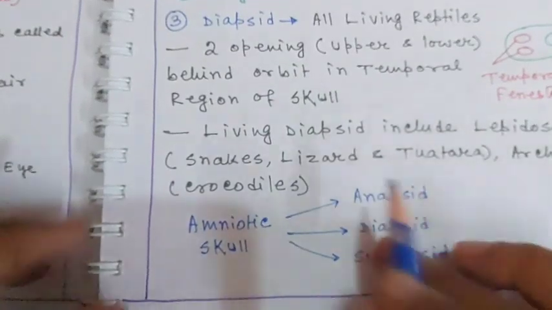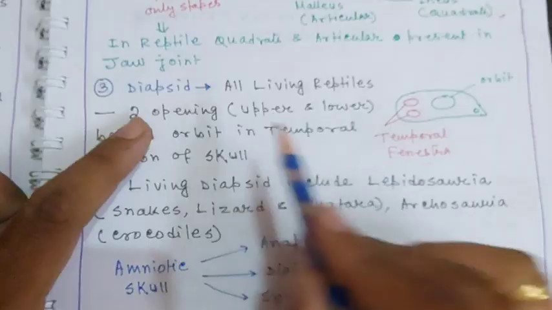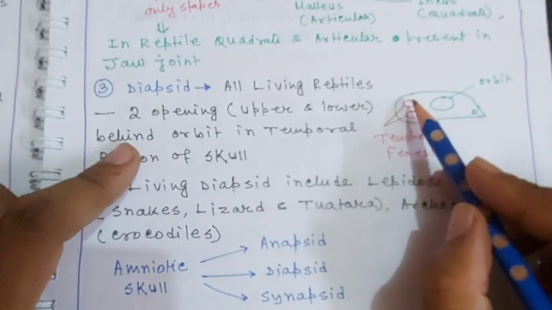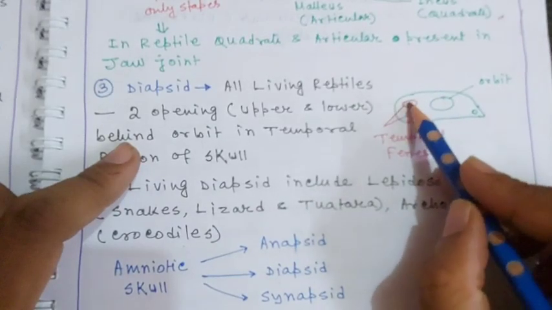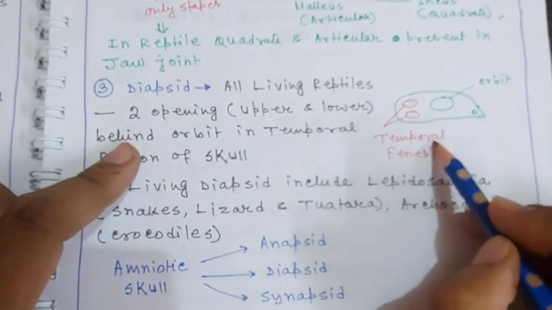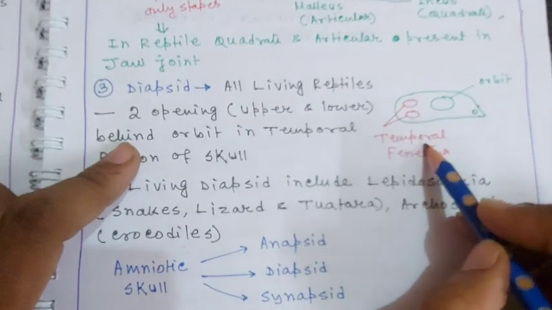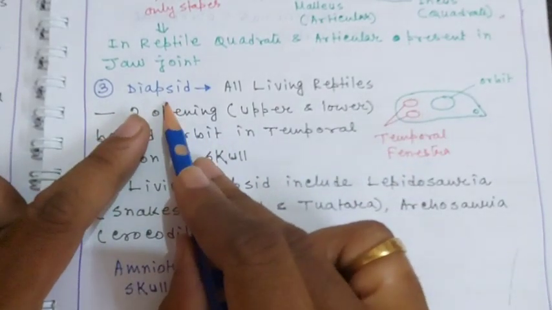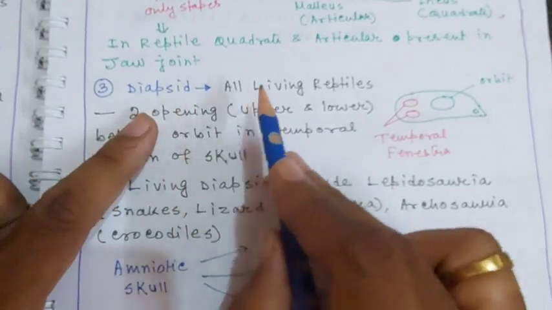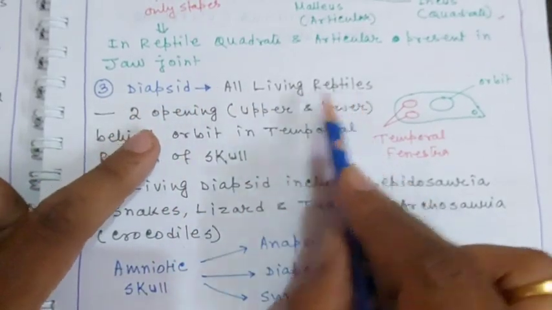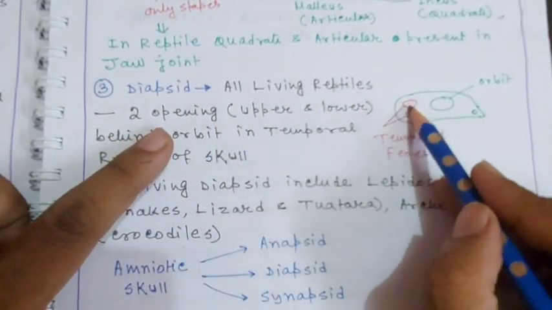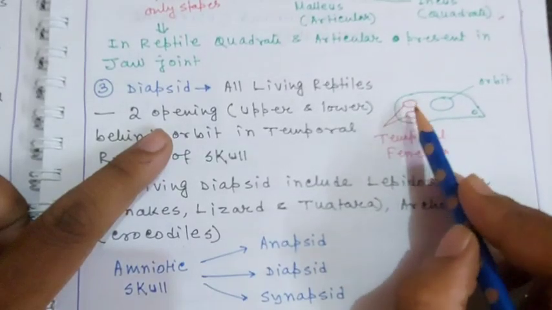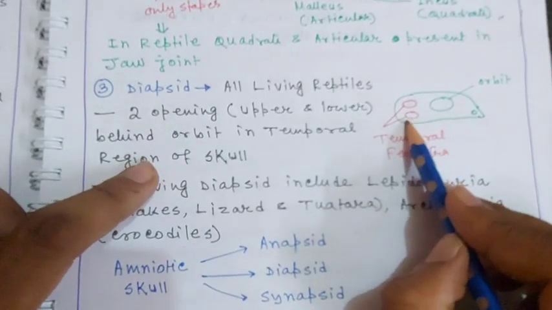Next, we will go through the Diapsid type of skull. In the Diapsid type of skull, just behind the orbit, you can find two holes or temporal fossa in the temporal region of the skull, and so this type of skull is known as the Diapsid skull. This Diapsid type of skull can be found in all living reptiles, and the two openings which are present just behind the orbit are called the upper and the lower.